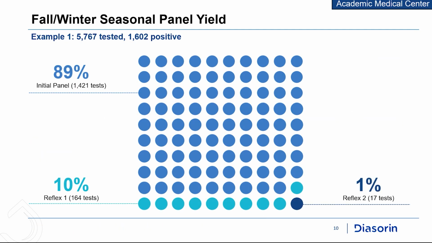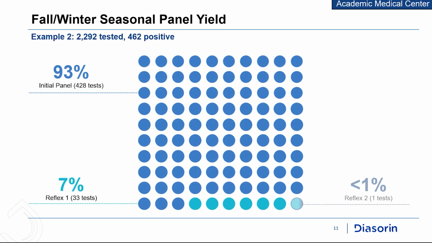So during the fall and winter season, for example 1, the first test would have captured 89% of the positive tests, with 10% being captured in the first reflex and only 1% of patients needing a second reflex test. Similarly, for our second institution, 93% of positives would have been captured with the first test, with the remaining 7% being captured in the first reflex and only one patient requiring a full panel test.